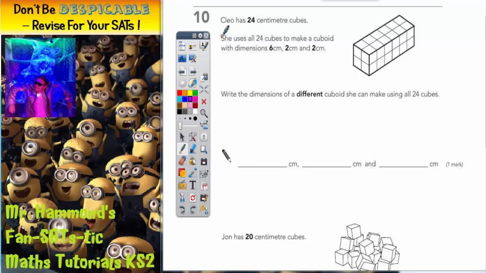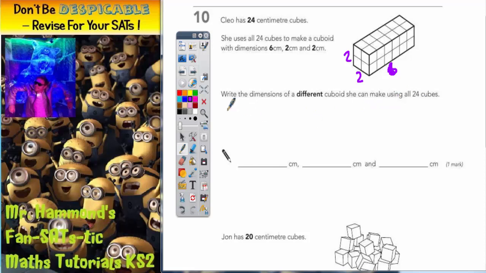Question 10. Cleo has 24 centimetre cubes. She uses all 24 cubes to make a cuboid with dimensions 6 by 2 by 2. And you can see that on the picture here. 6 by 2 by 2. Write the dimensions of a different cuboid she can make using all 24 cubes.